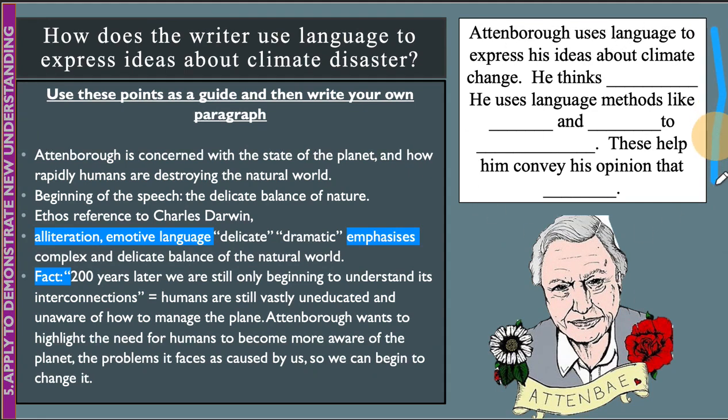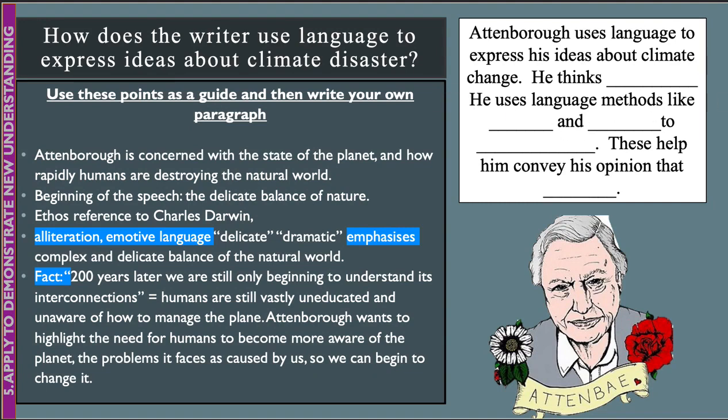So we're looking for a sentence that might begin, Attenborough uses language to express his ideas about climate change. When we write about writers' work, we tend to refer to them using their surname rather than first and second name, okay? You can refer to him using his full title if you wish, as Sir David Attenborough, but Attenborough uses language to express his ideas about climate change. He thinks. Tell me what you think he thinks. Can you embed a quote to prove it here?